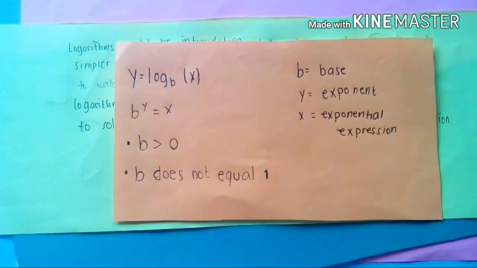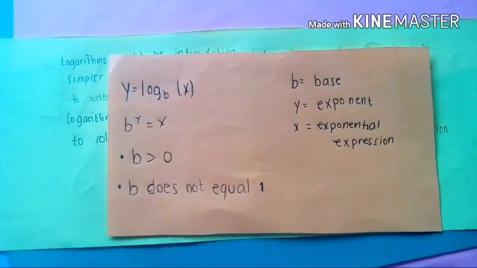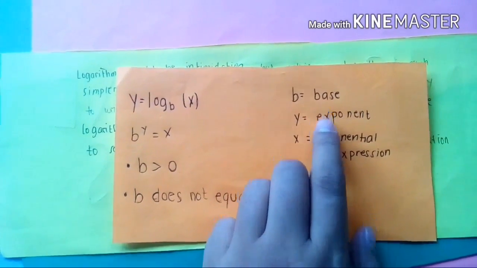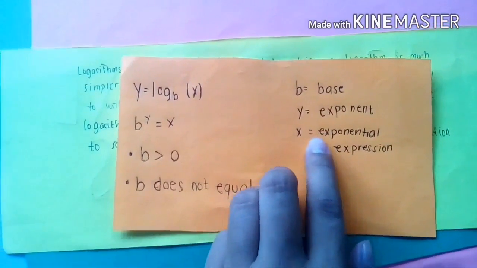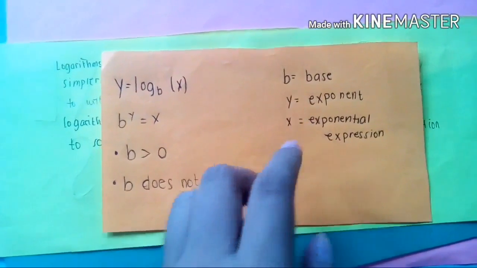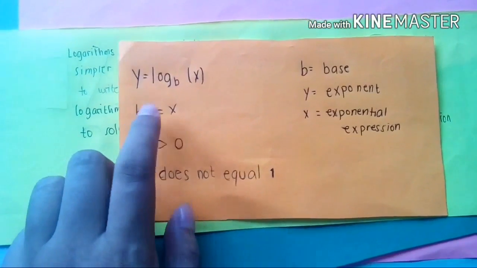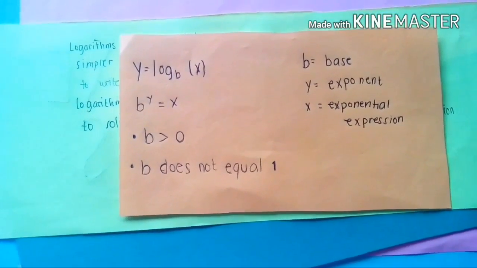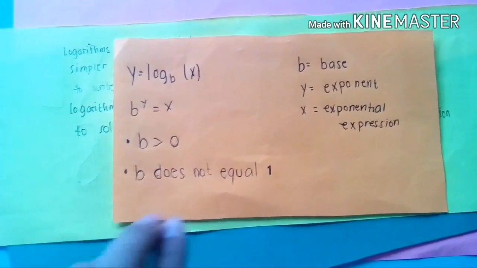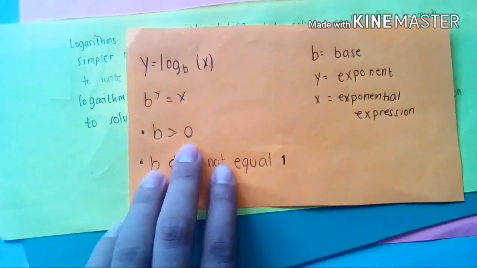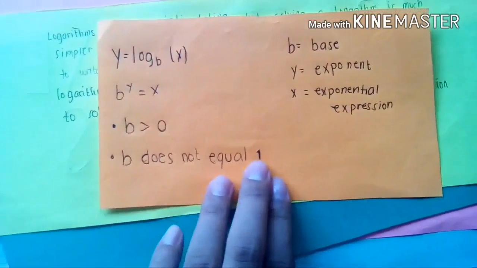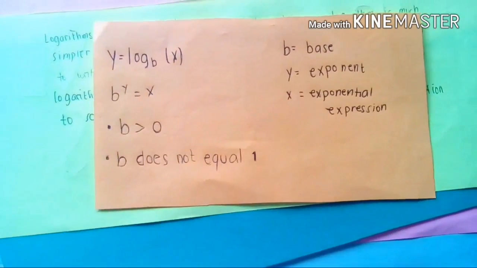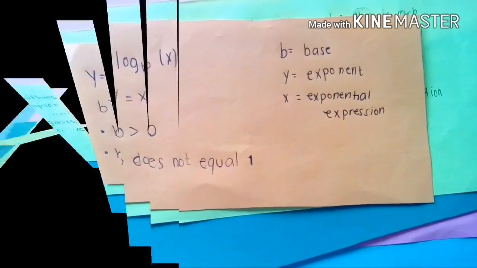The first thing you need to do is know the logarithm definition. y equals log b x. The b is the base, y is the exponent, and x is the exponential expression, if and only if b raised to y equals x. Note that b is the base of the logarithm. It must also be true that b is greater than 0 and b does not equal 1. In the same equation, y is the exponent and x is the exponential expression that the logarithm is set equal to.